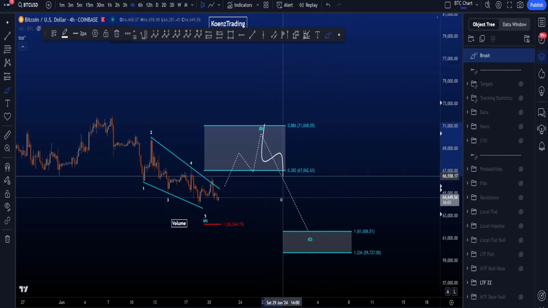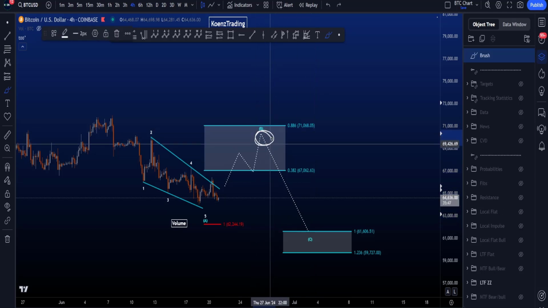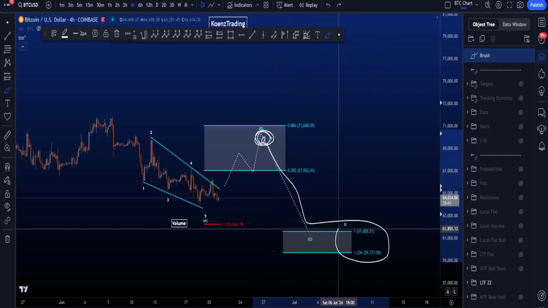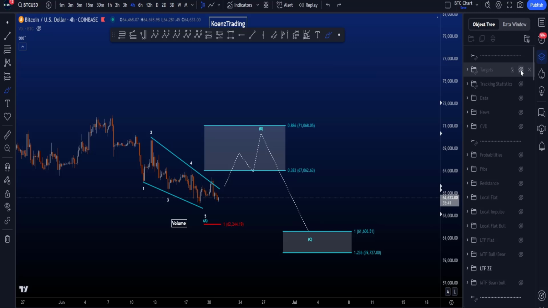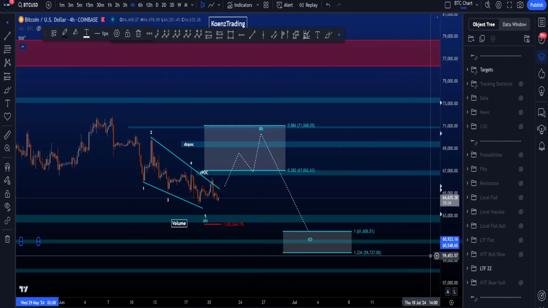After B, we look for an impulsive move down in a wave C. If price can make it to around 69k for wave B, then the common target area for C is between 61.6k and 59.7k, which includes this blue box over here between 60.5k and 60.9k.